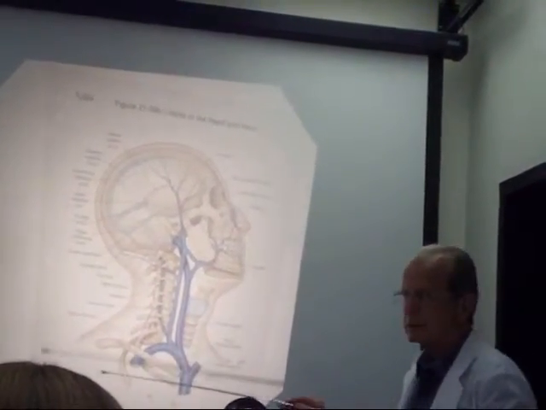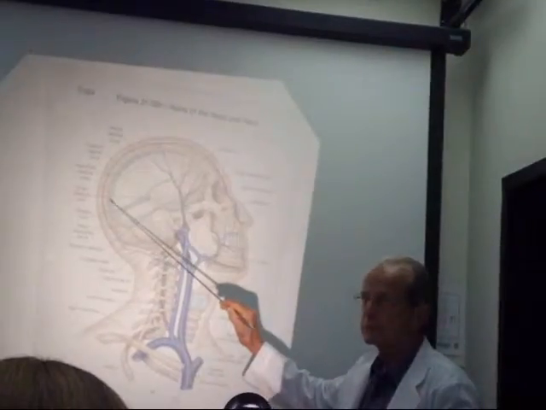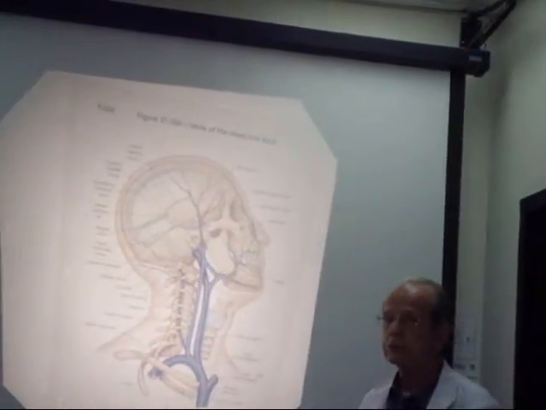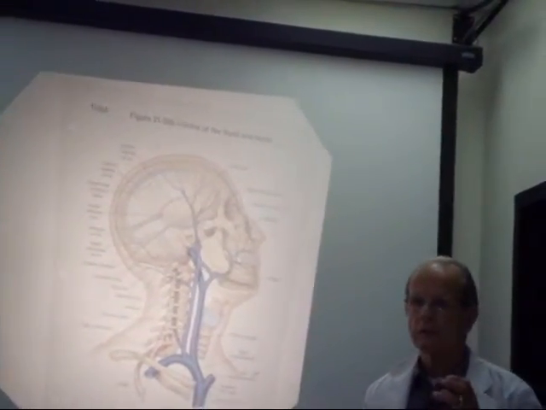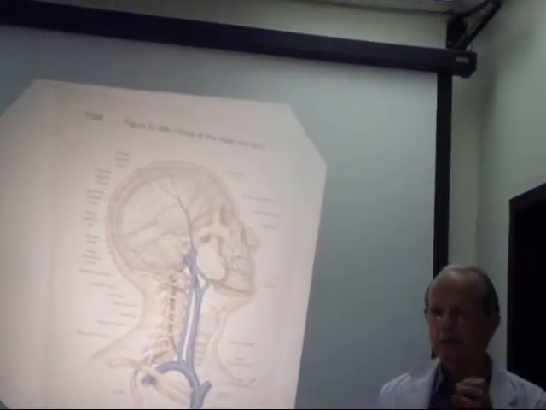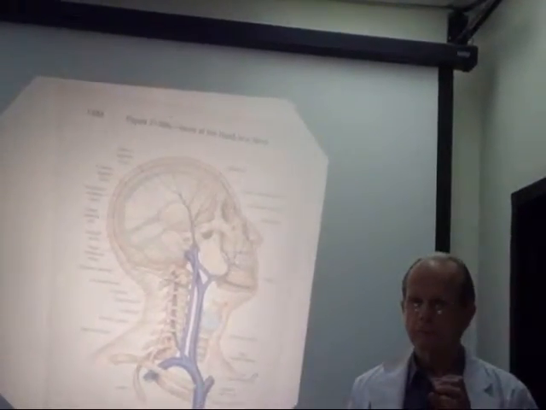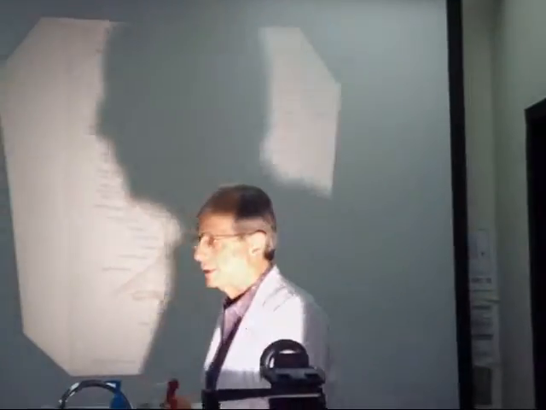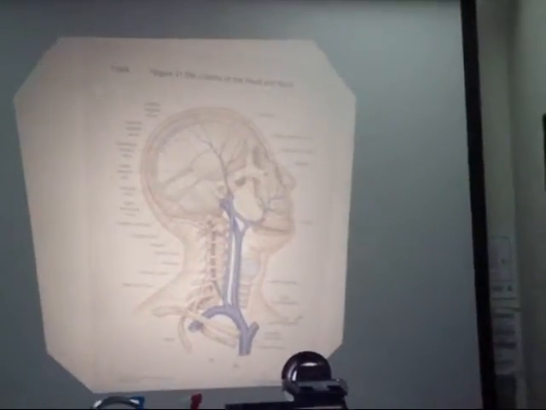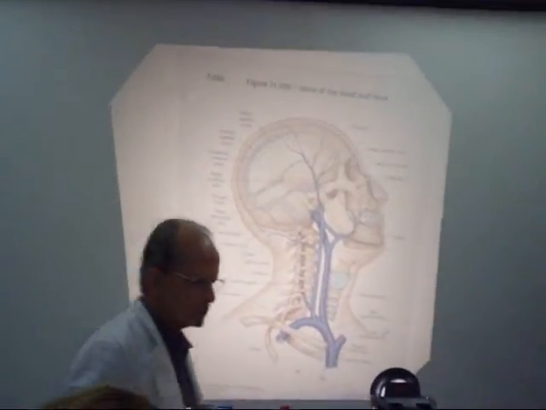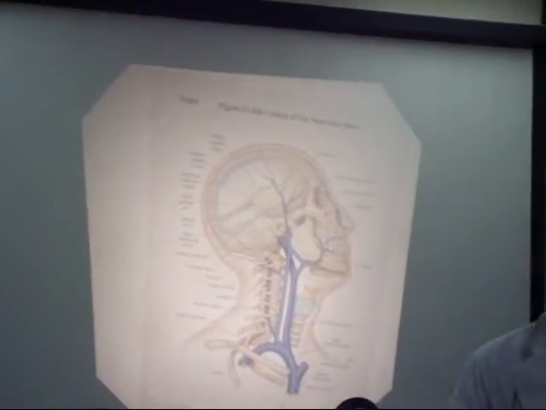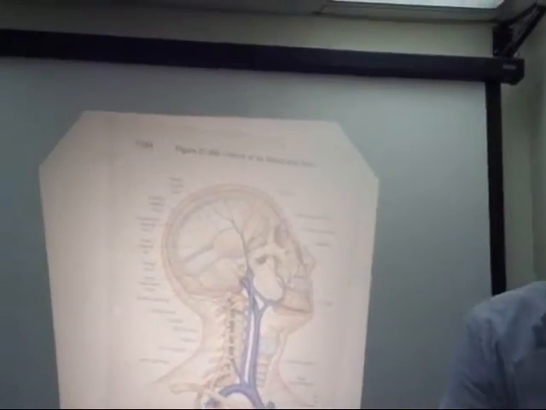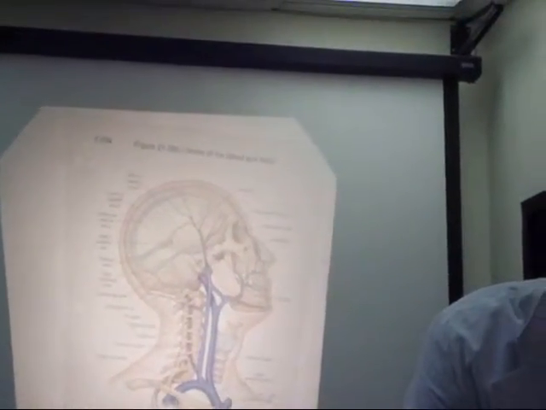So this place where the superior sagittal sinus meets the straight sinus is called the confluence of the sinuses. It's not labeled on your diagram. So I'm going to come around and show you where it is. All right? So you probably find it yourself, but I'm going to show you where it is on your diagram. It's going to be right there.